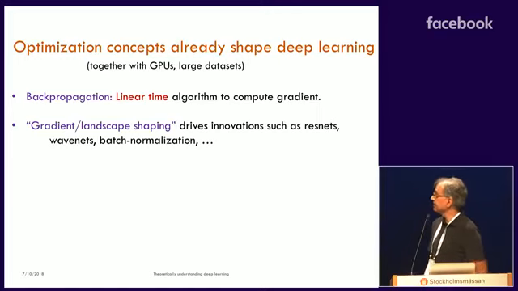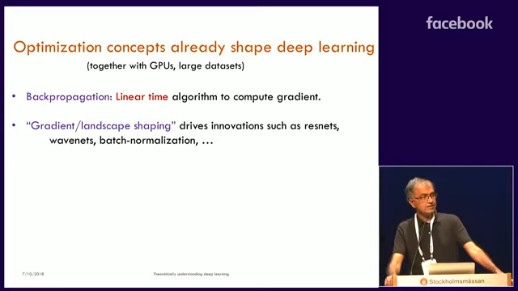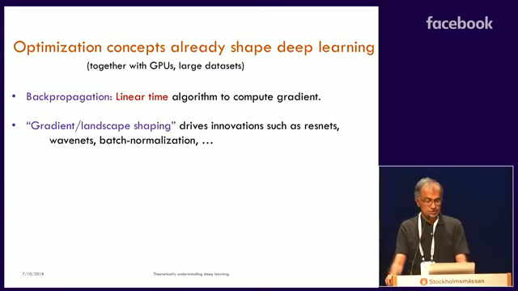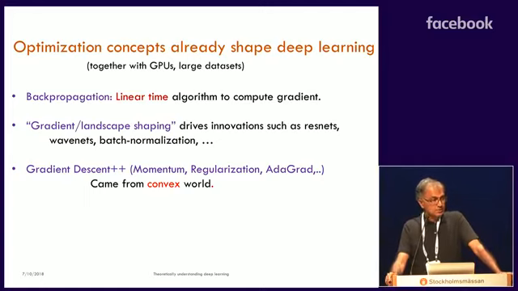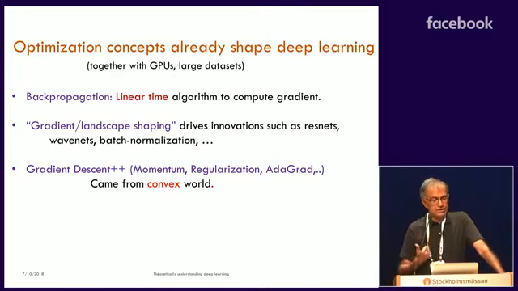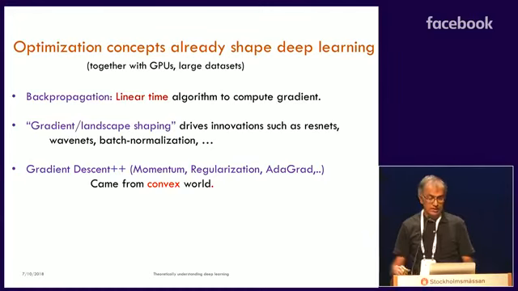Then gradient and landscape shaping have driven innovations in deep learning in recent years, such as ResNets, WaveNets, batch normalization, etc. These are also related to optimization. And arguably, this is stuff that didn't exist so much 20, 30 years ago, and it's driven by innovations in modern optimization theory. Then there's a bunch of techniques which are called gradient descent plus plus. Instead of using just vanilla gradient descent, you add ideas like momentum, regularization, AdaGrad, etc. These also came from the convex optimization world. I won't talk about these today in detail at all, but I wanted to put this up there, that this came from optimization as well.